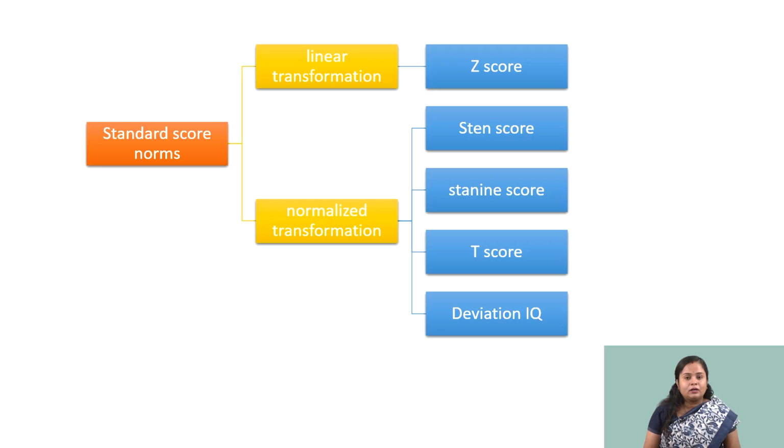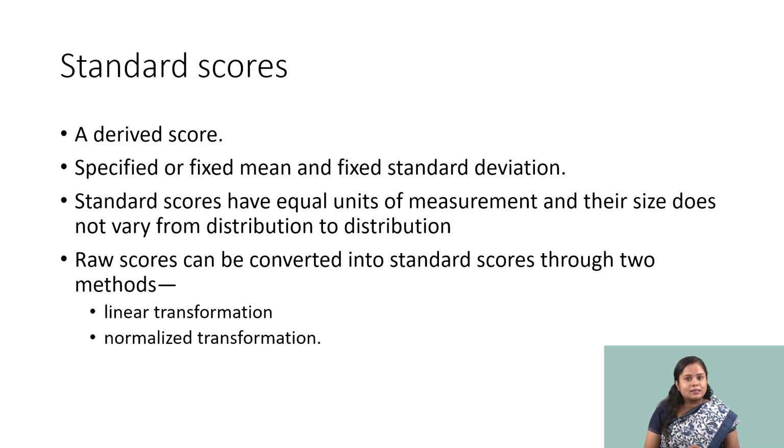Basically, we convert or transform the raw scores into standardized scores. These raw scores are transformed by two techniques: one is linear transformation and the second is normalized transformation. In linear transformation, we will discuss z-scores, and in normalized transformation, I will discuss Sten score, Stanine score, T-score and deviation IQ. These are all considered standard score norms, or roughly standardized norms. So let's begin. First, standard score.